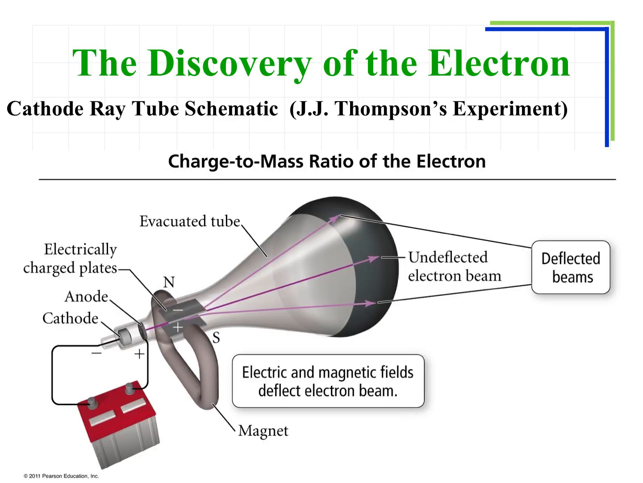So this is the discovery of the electron. The scientist who did this was Thomson. He did the experiment called the cathode ray tube. This is a schematic of the experiment.